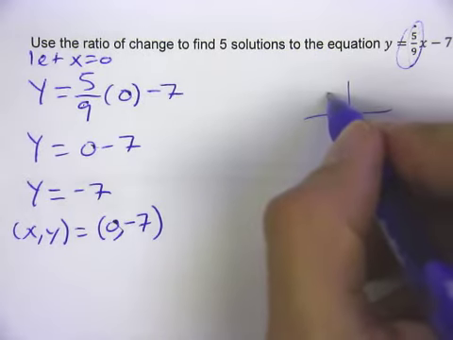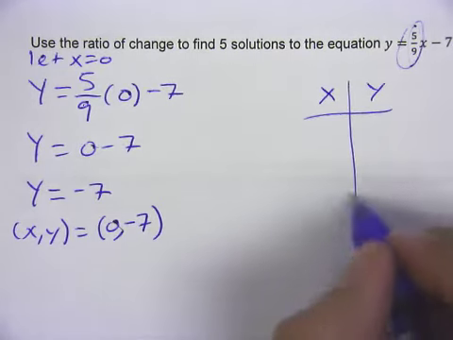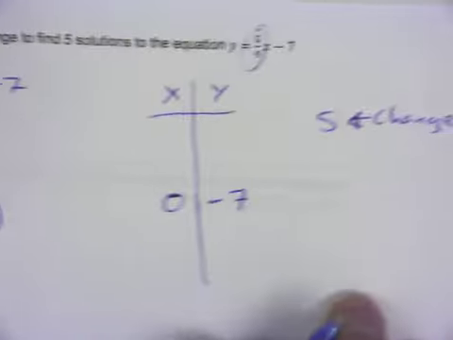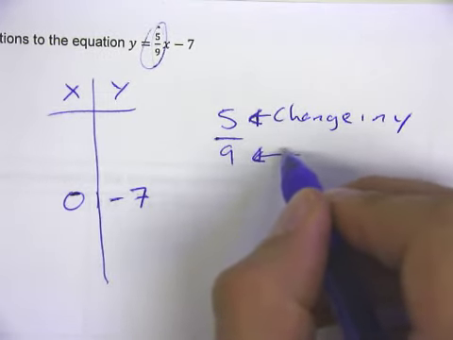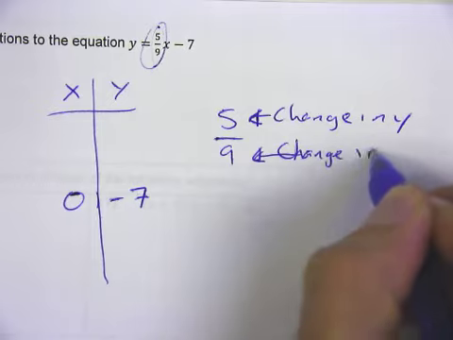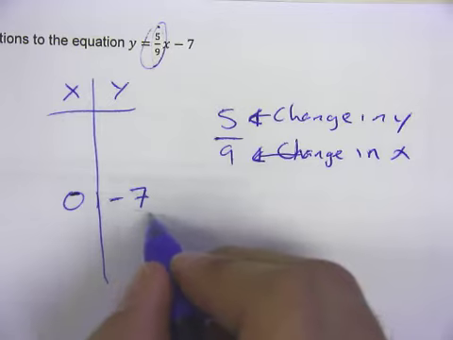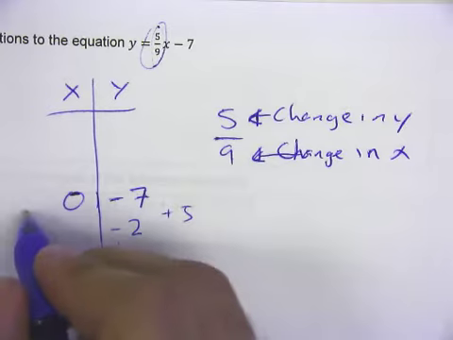All right. Now, when we put this into a table, we should be able to see really quickly that it's very easy to get to other solutions. So I'm actually going to put this in the middle of my table because I want to find a variety of solutions here. And what I know is that my change in y is 5 and my change in x is 9. So every time my y changes by 5, negative 7 plus 5 would be negative 2.